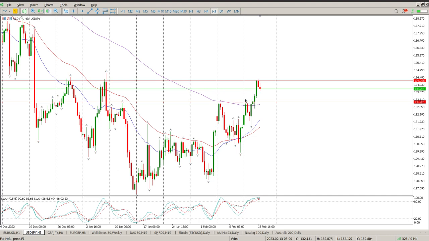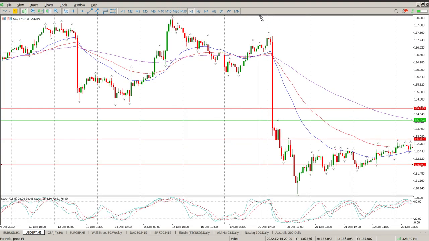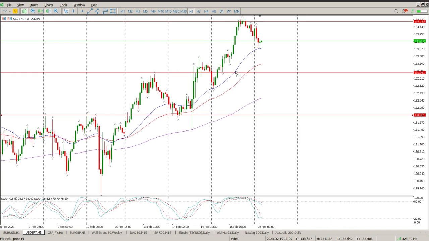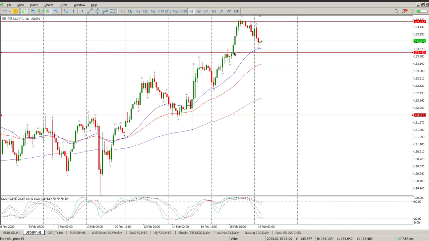Moving on to US dollar Japanese yen, you can see we had a clear break here. Still no retest of that break. We did early in the week get that retest, but this trend is up at the moment on the hour, so you'd be wanting to look for a move to the upside. And I'm looking at that.